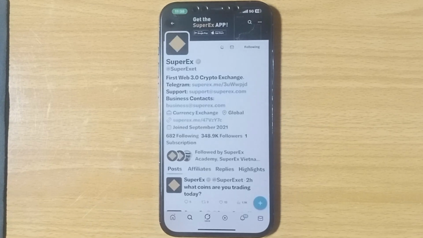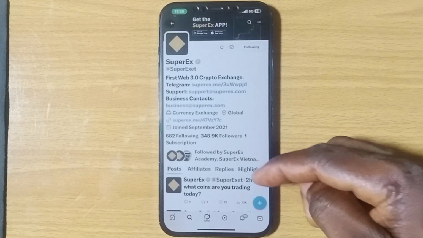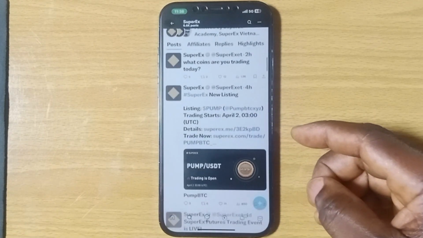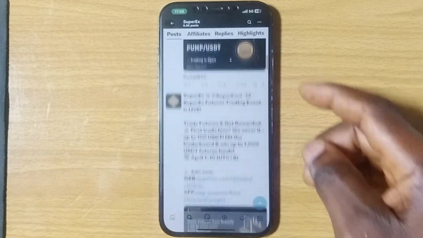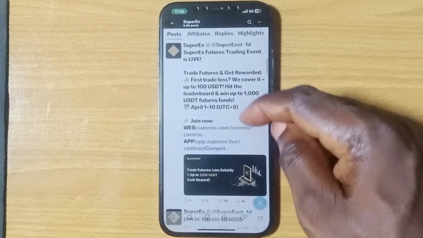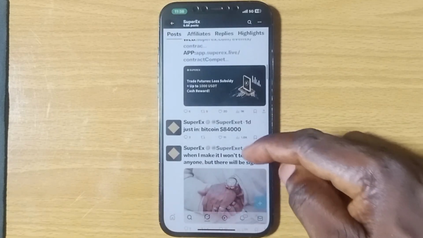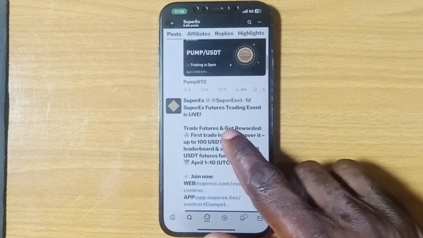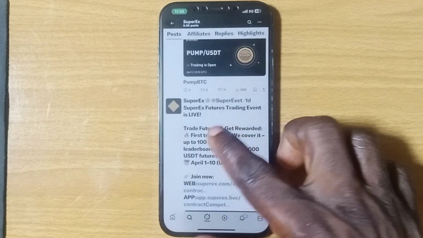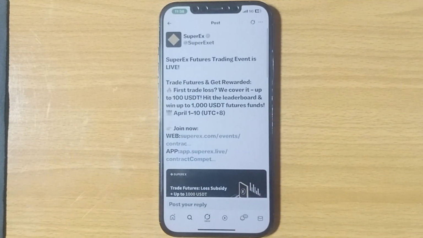Here is a new benefit from SuperEx. SuperEx is my favorite trading platform and I always bring to you guys every opportunity to earn from this platform. So here is the first opportunity to earn from this platform this month of April. There is a trading adventure that you guys can enjoy and start earning for yourself.